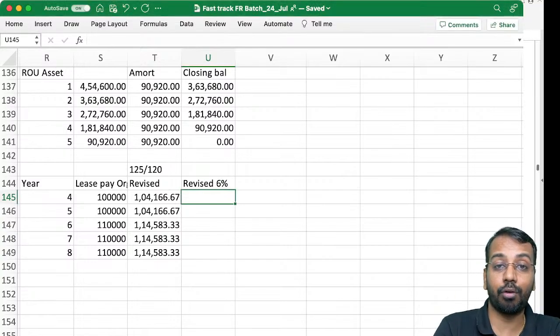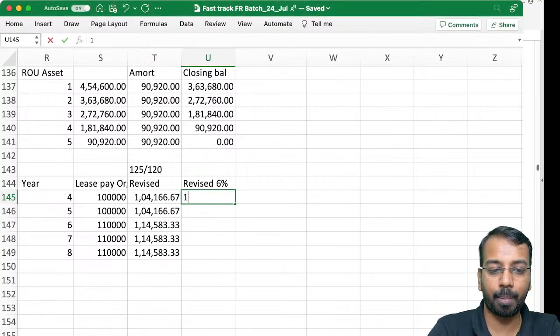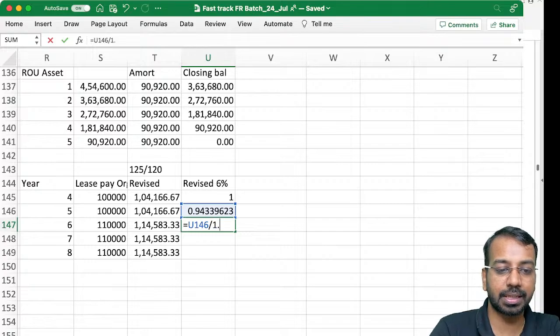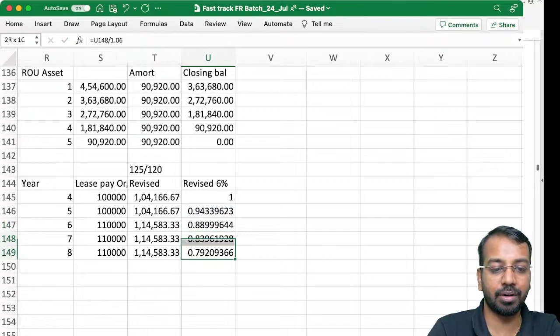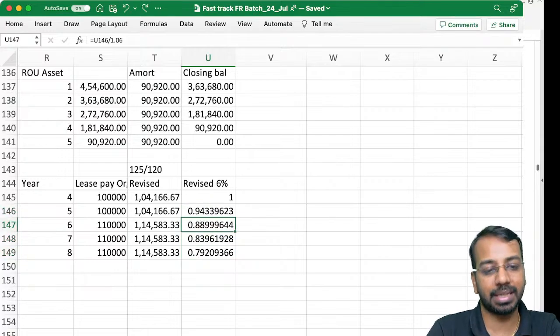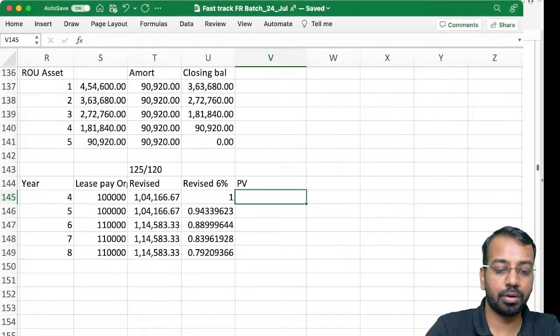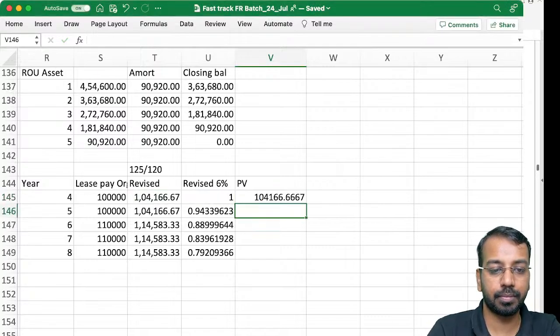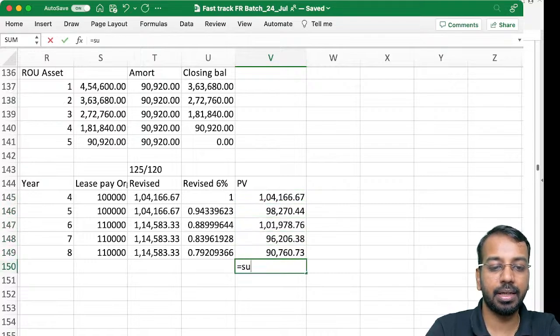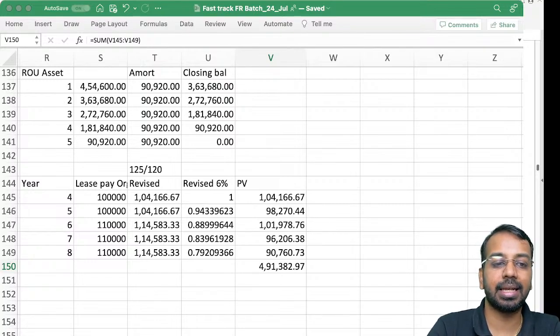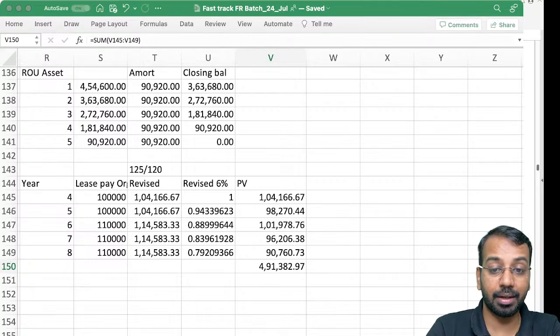For the first period, year 4, we are paying today itself. You will take 1 divided by 1.06, then this divided by 1.06, 1.06, 1.06. When you calculate, you can use your calculator also, you get the present value. 104 multiplied by 1, you keep on multiplying the numbers, and the total that you get is your lease liability: 491,382. Okay, 491,382, that is the lease liability. Are we clear? Any question so far?